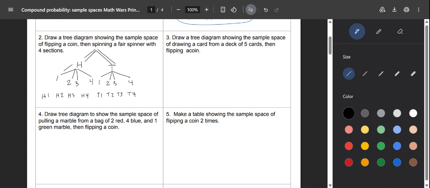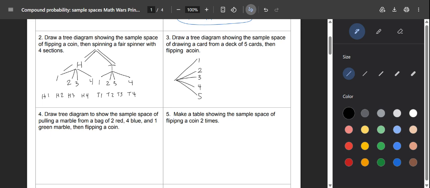All right, number 3, draw a tree diagram showing the sample space of drawing a card from a deck of 5 cards, then flipping a coin. Now, just because we've done our tree diagrams going vertically doesn't mean you have to. You could also go horizontally. So I'm going to draw from a deck of 5 cards. It doesn't say what they are, so I'm just going to number them. 1, 2, 3, 4, and 5. And then I'm going to flip a coin. And I know when I flip a coin, it's either going to be heads or tails.